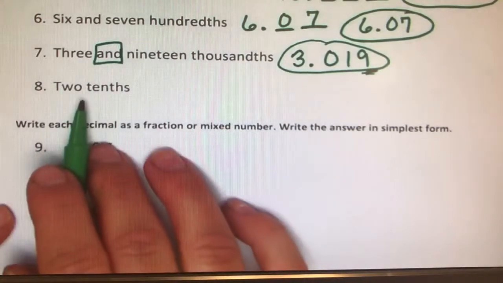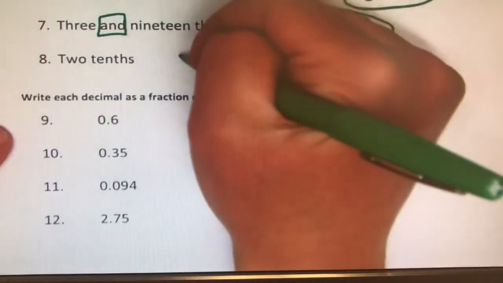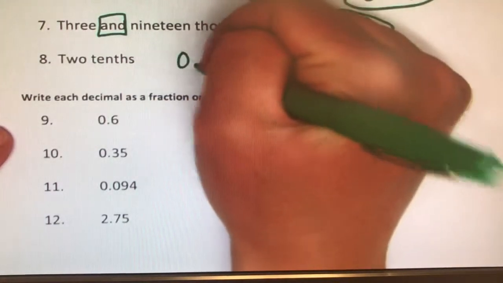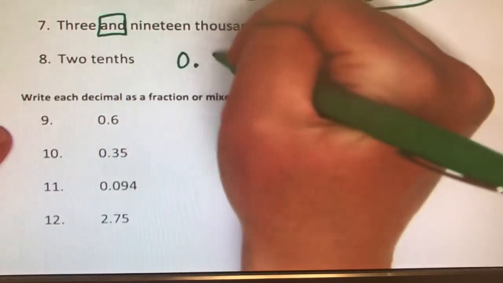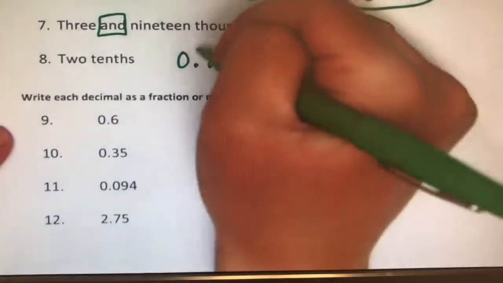What about 2 tenths? So this one we don't see the word and. Kind of like on number 4 up here, we don't have a whole number, and that's going to happen sometimes. So we can put 0. Tenths is the first place after the decimal. So if we just have 2 tenths, 0.2.